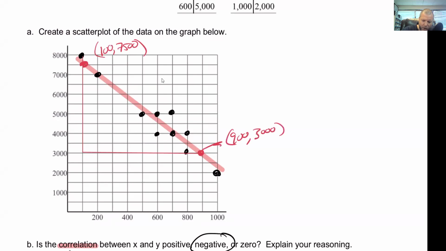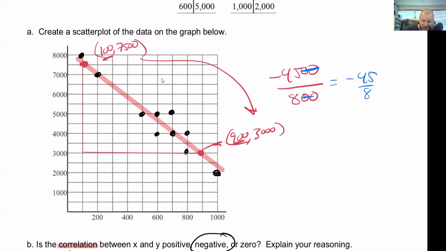So if we want to find the slope, I'm going down 4,500. I'm going over from 100 to 900. So my slope's going to be this. I can simplify this like negative 45 over 8. So something like negative 5.5 might be a good slope.